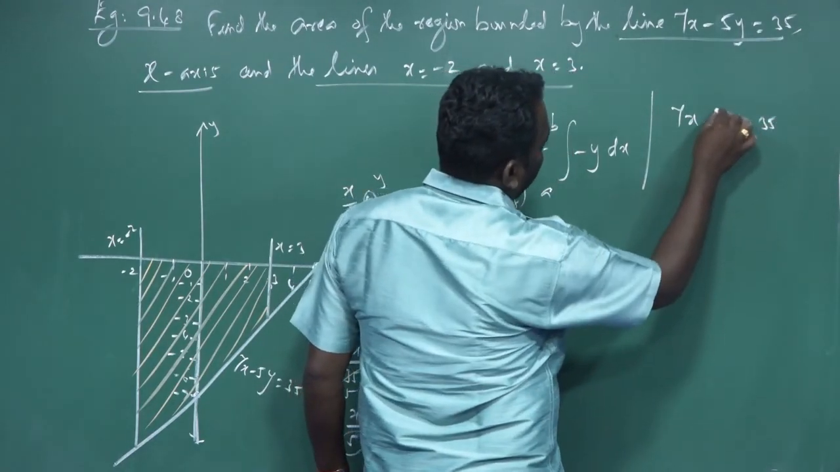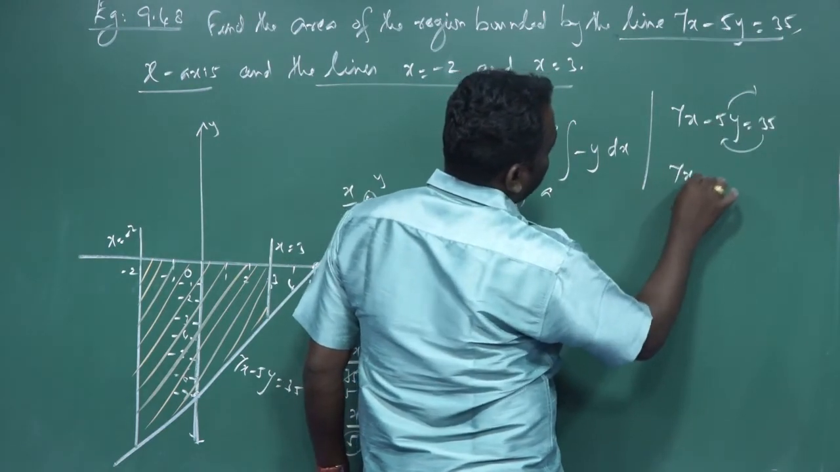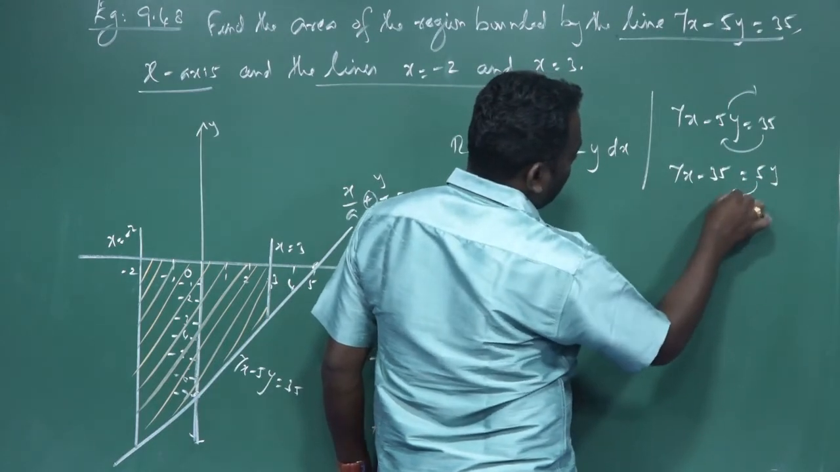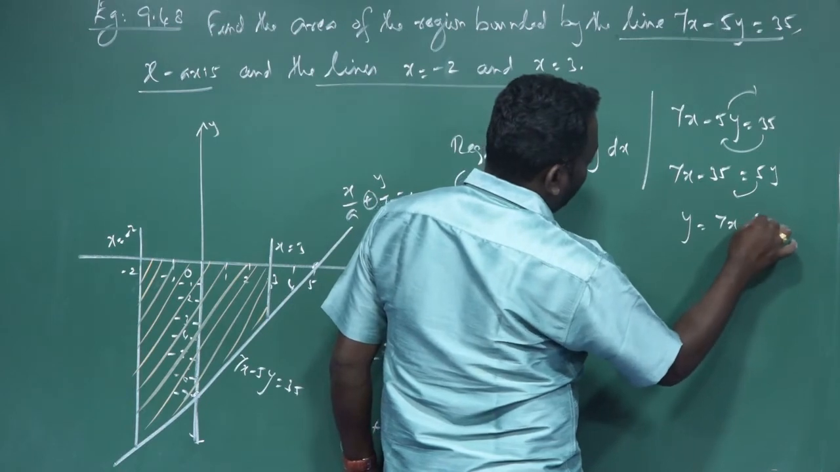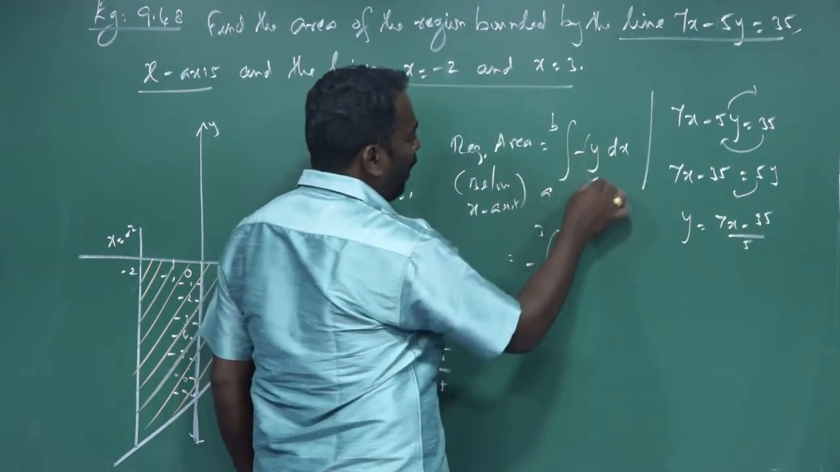Therefore just transfer it, y is on the one side and 37 on the other side. Therefore 7x minus 35 is equal to 5y. Therefore just transfer the 5, so y equal to (7x minus 35) by 5. This is called the y value. Now replace the y value.